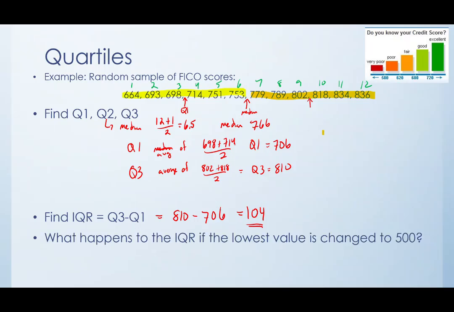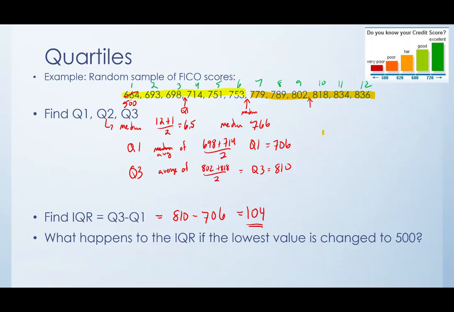Okay. Now what happens if the lowest value is changed to 500? So this person didn't pay their bills, right? Their credit score dropped like a rock. Does that change the median? No, because none of the data values changed order, right? That 664 was the lowest value. It's still the lowest value at 500. Median just cares that 6 values are below, 6 values are higher than it, sorry.